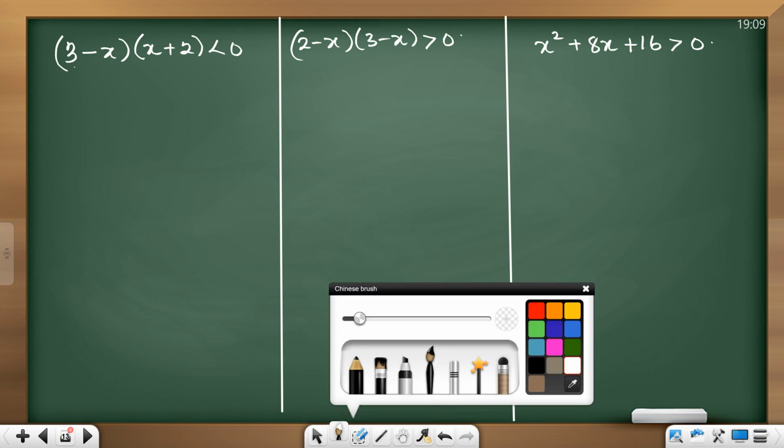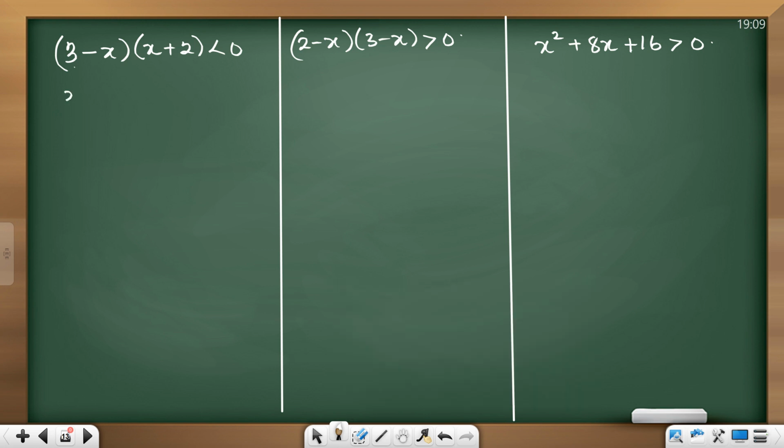Let's look at this first question. Do you notice that the first bracket is not in standard form? To make life easy for you, change it into standard form. How do you change it into standard form? Check what I'm going to do. I am going to multiply this by negative, and automatically it gives me x minus 3, watch, x plus 2 greater than 0. Please get that step.